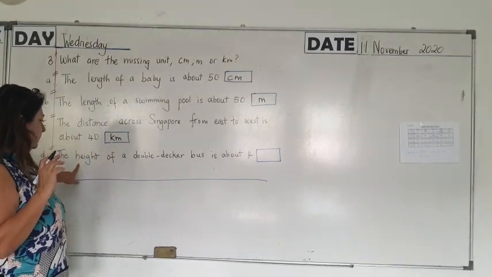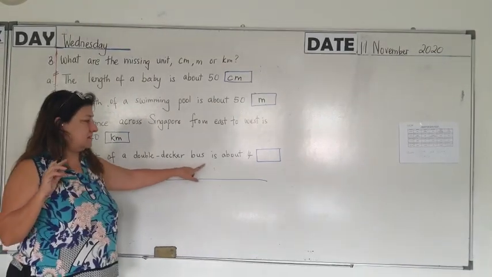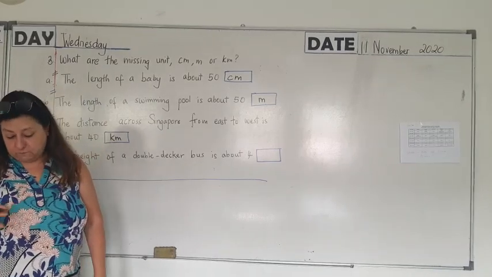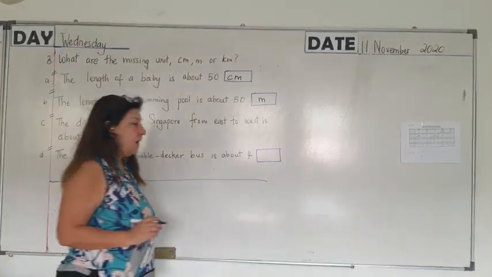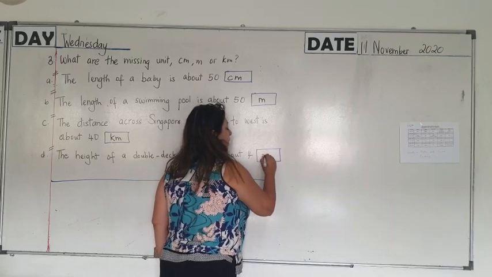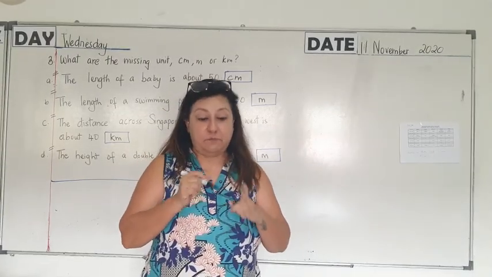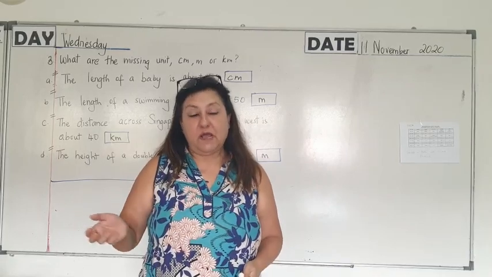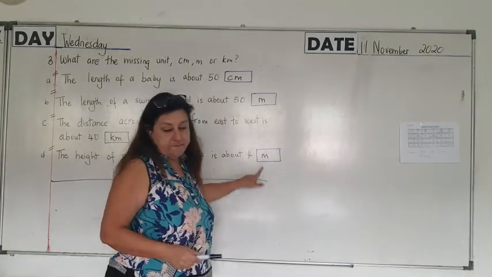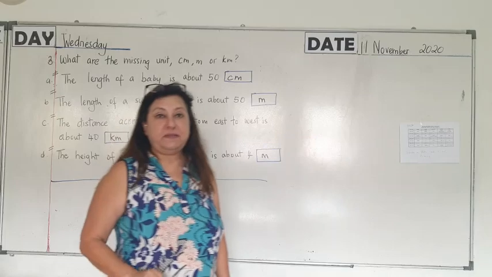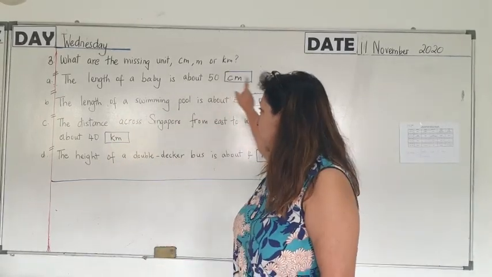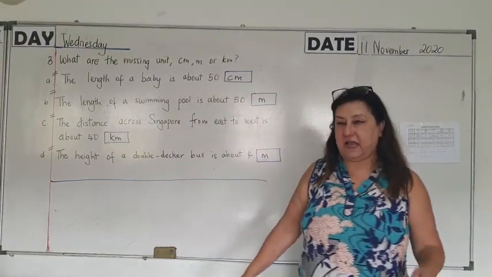Then the height of a double decker bus is about 4 m. It cannot be 4 cm because 4 cm is so small. 4 km is also very long, so it is 4 m. Now I want you to copy the sum first, copy all that, and then fill in the answers, okay?